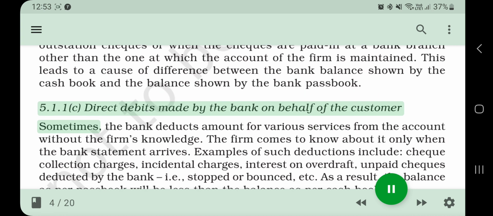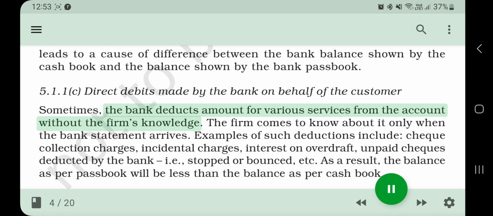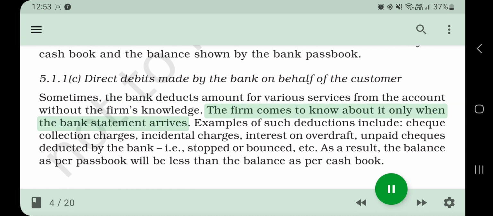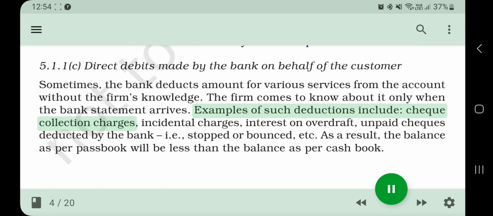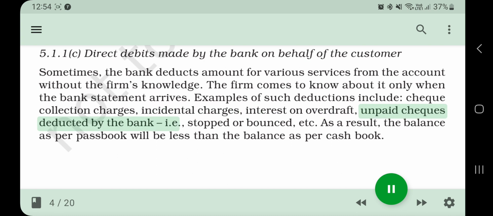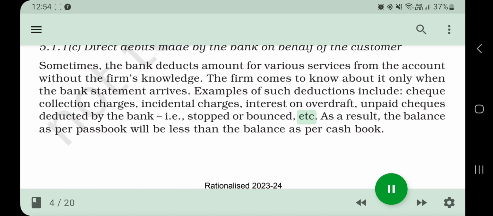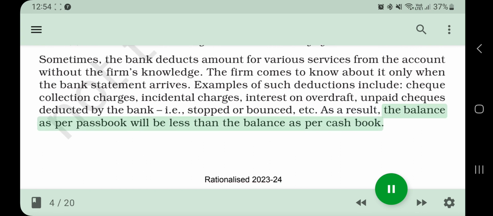5.1.1 c. Direct debits made by the bank on behalf of the customer. Sometimes, the bank deducts amounts for various services from the account without the firm's knowledge. The firm comes to know about it only when the bank statement arrives. Examples of such deductions include check collection charges, incidental charges, interest on overdraft, unpaid checks deducted by the bank, i.e., stopped or bounced, etc. As a result, the balance as per the passbook will be less than the balance as per the cash book.